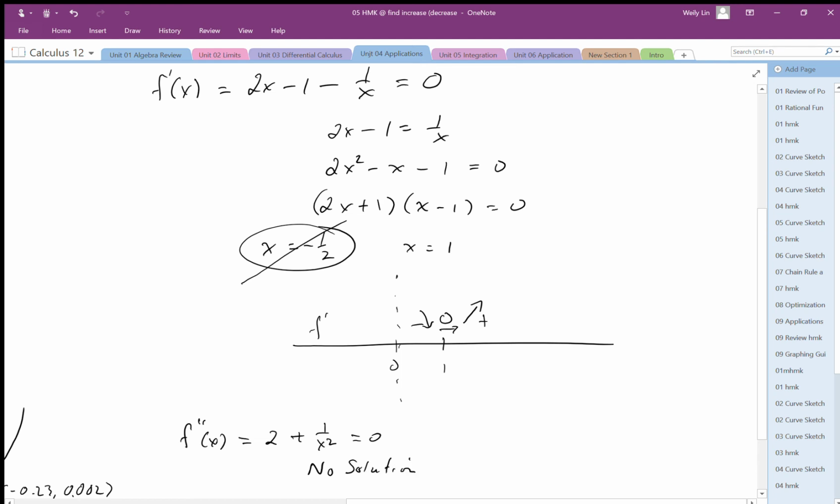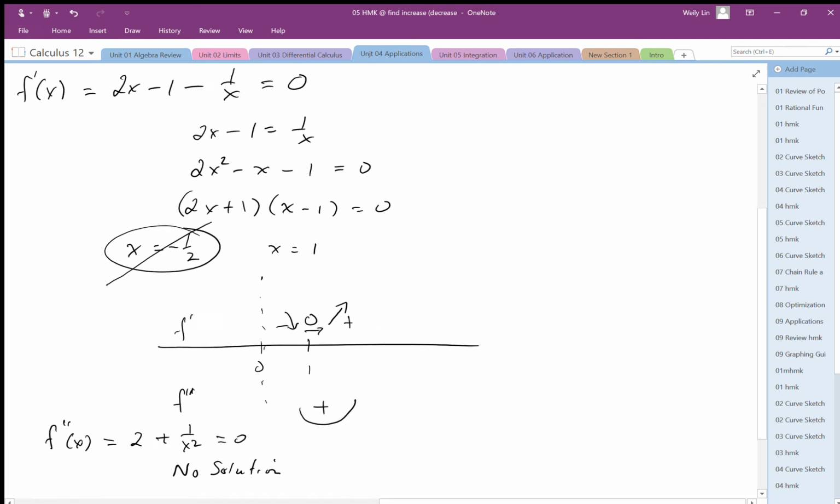So if I just test the concavity of my derivative, I'm going to have positive concavity. So I'll write my concavity here, my second derivative. Okay, it's going to be positive concavity for that whole region.